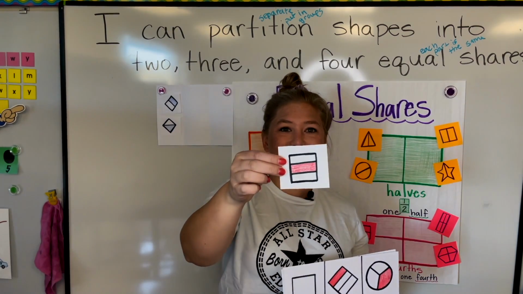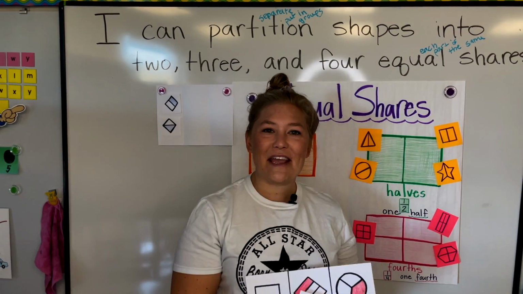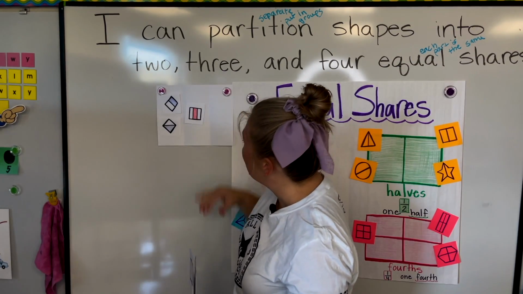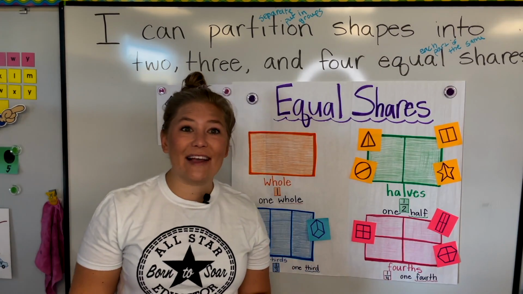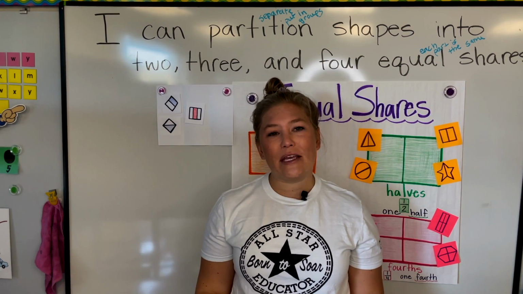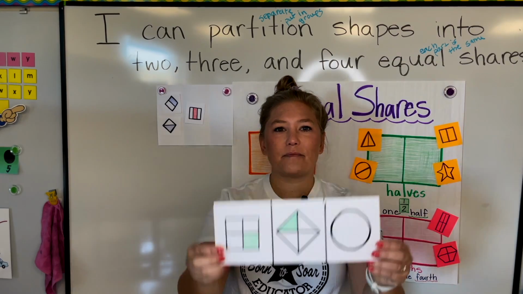Maybe your square looks like this. Maybe your square looks like this. Either way, you did it right. All right, let's see what our last shape is going to be. All right, here is our last shape. Can you see the one that's not in 4 equal shares?